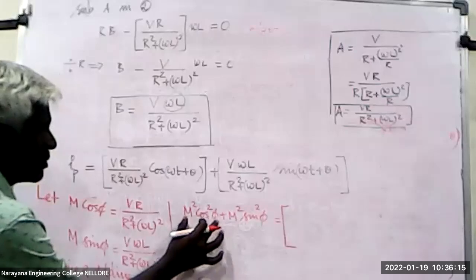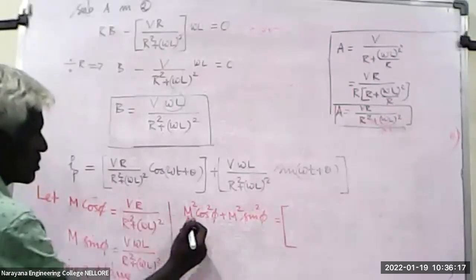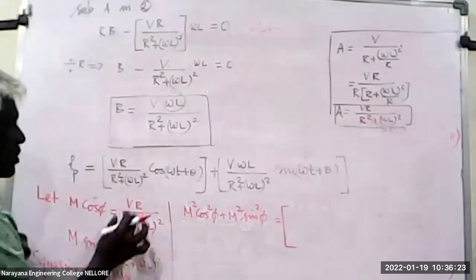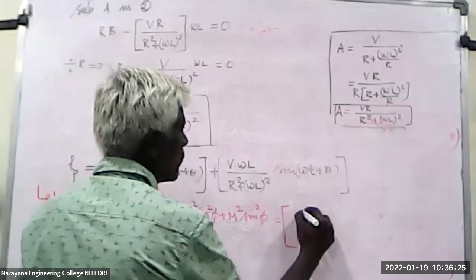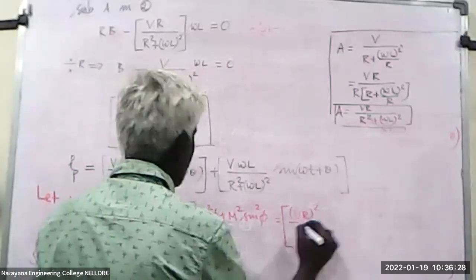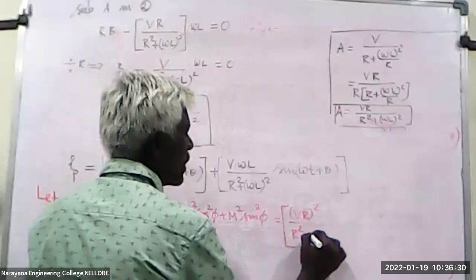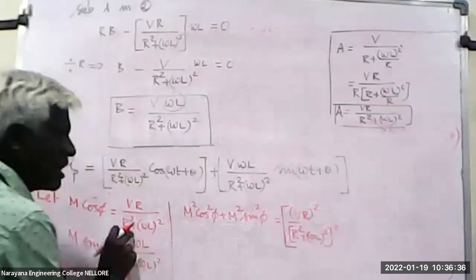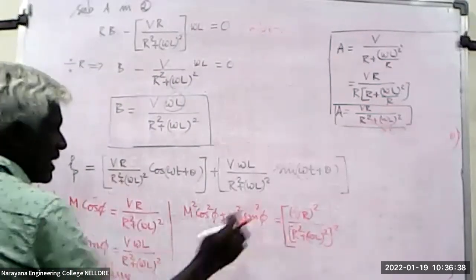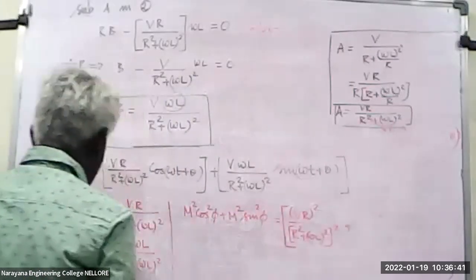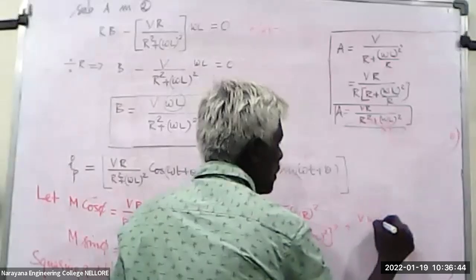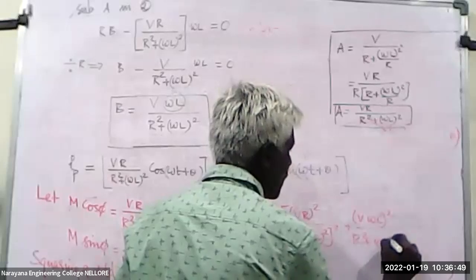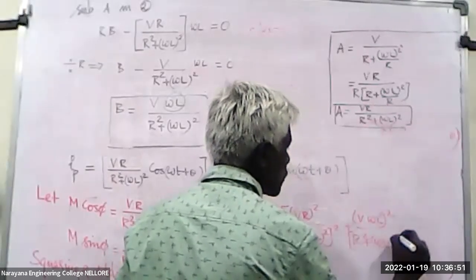Okay, you just see here. You will not get confused. So we square this one, and then we square this one, and add them up. So you square this. What do you get? VR the whole square divided by R square plus omega L square and its square. Okay, you see, this is having a square term and it is being squared here like this. Plus V omega L the square, the denominator will be the same, R square plus omega L the square and its square.